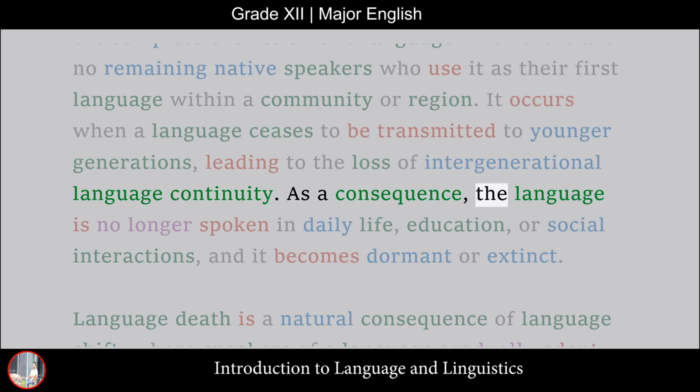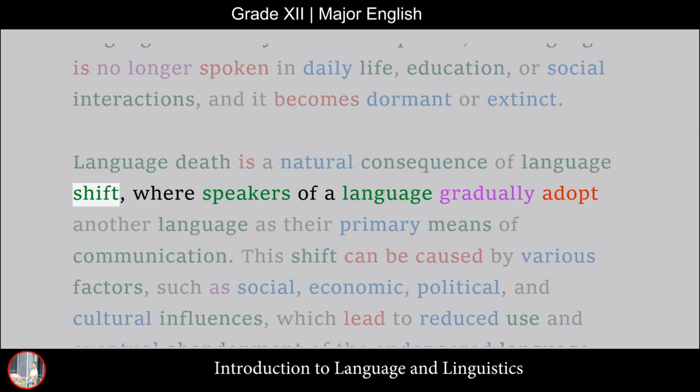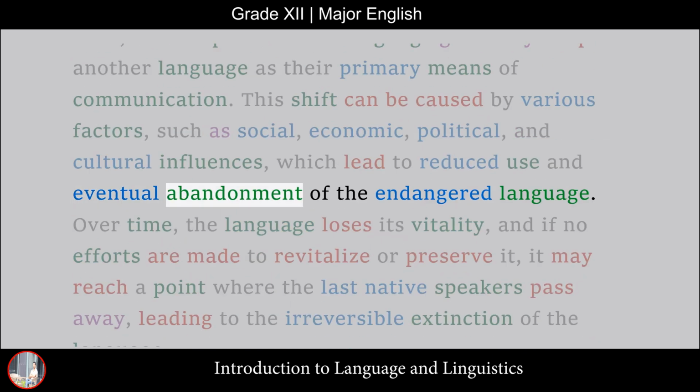As a consequence, the language is no longer spoken in daily life, education, or social interactions, and it becomes dormant or extinct. Language death is a natural consequence of language shift, where speakers of a language gradually adopt another language as their primary means of communication. This shift can be caused by various factors, such as social, economic, political, and cultural influences, which lead to reduced use and eventual abandonment of the endangered language.